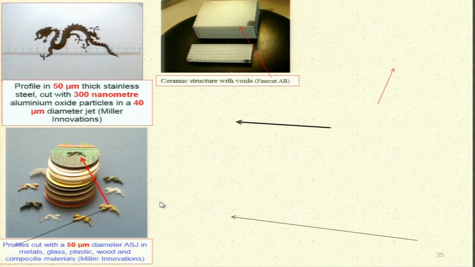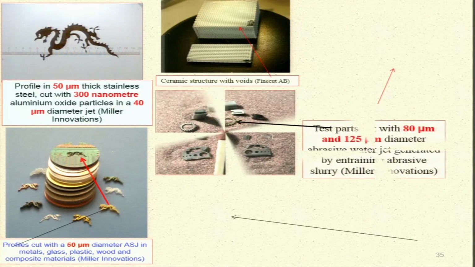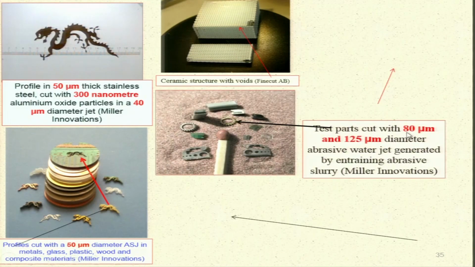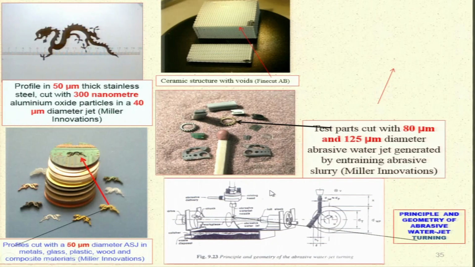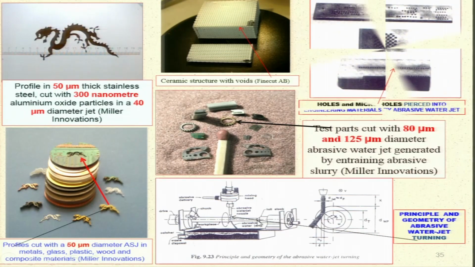You can see here a ceramic structure with voids. Test parts with 80 micrometer and 125 micrometer diameter abrasive water jet generated by entraining abrasive slurry. This is again from Miller company. You can see the size of the components or the elements that have been fabricated.